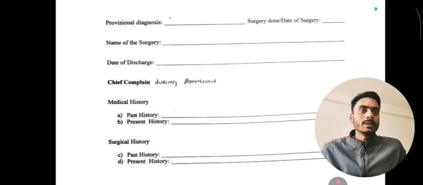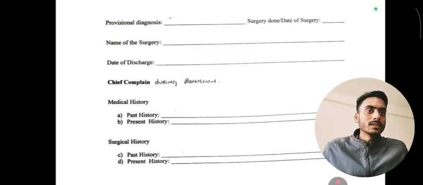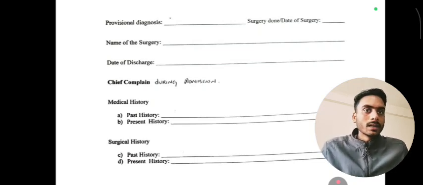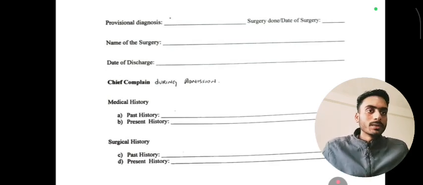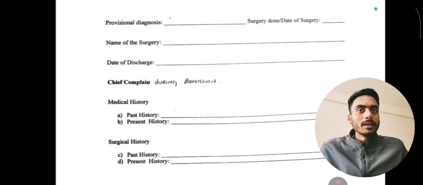And then provisional diagnosis. Okay, there are mainly two diagnoses. Okay, according to the chief complaint, if patient is coming into our hospital, that time patient says some problem. Okay, so this is the chief complaint. Okay, according to the chief complaint we decide patient having this kind of disease or this kind of symptoms. Okay, so that time you just write diagnosis, and this is known as provisional diagnosis.